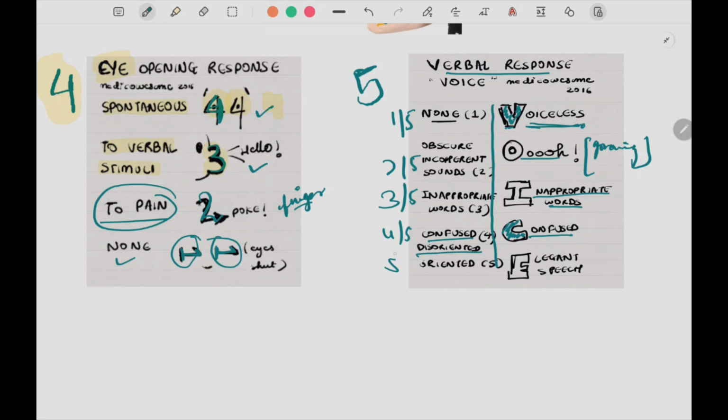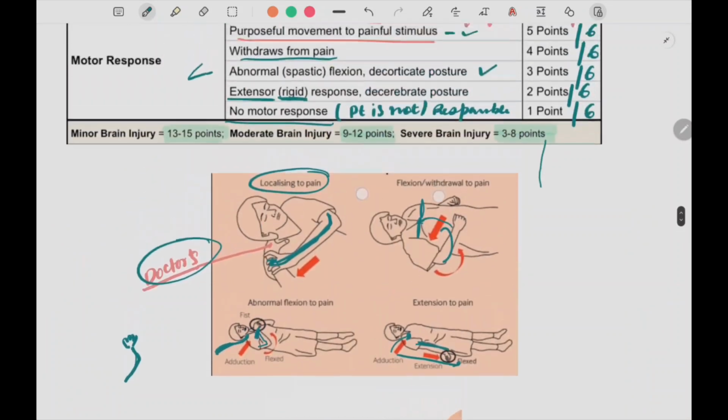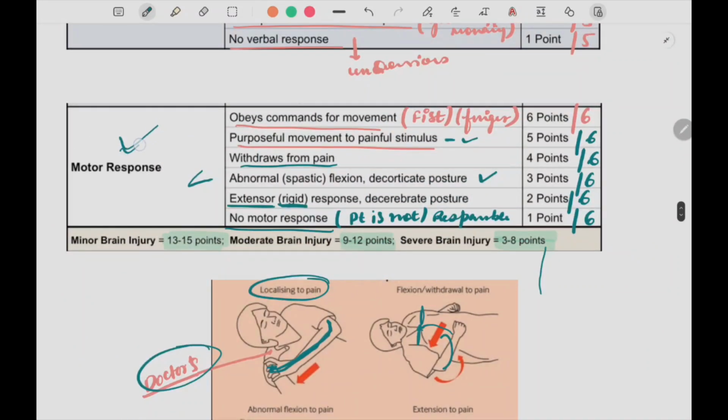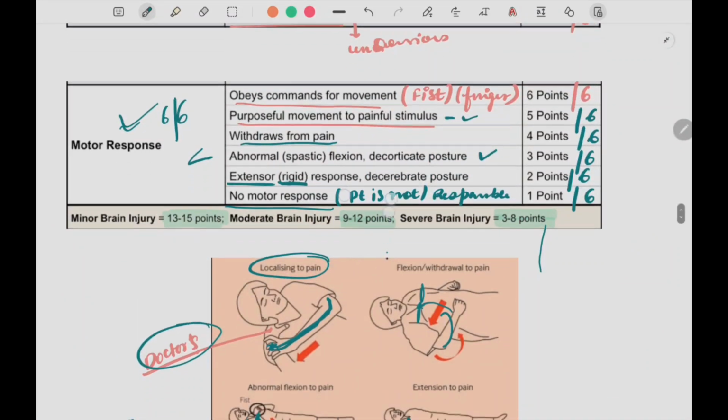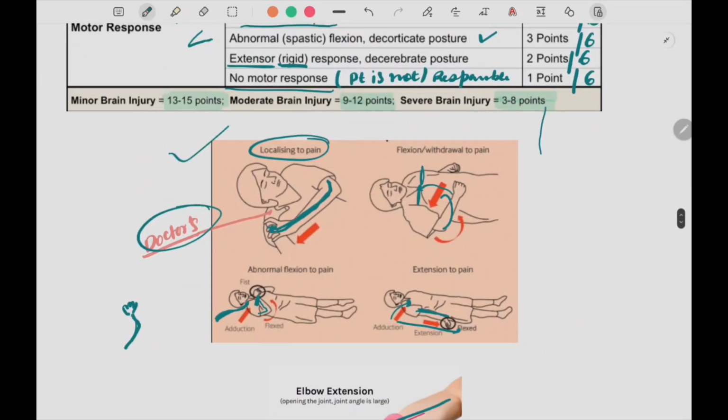And the last one is when you will give 5 out of 5. You will give 5 out of 5 when there is elegant speech. So voice में E से क्या हो जाएगा? Elegant speech. मतलब the patient is completely oriented and he can tell you everything correctly. So to remember the eye response and verbal response, you can use this trick. But to remember this particular motor response now, which is 6 out of 6 score, you have to remember this chart. This chart will help you.